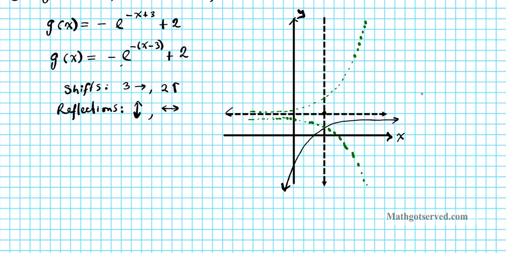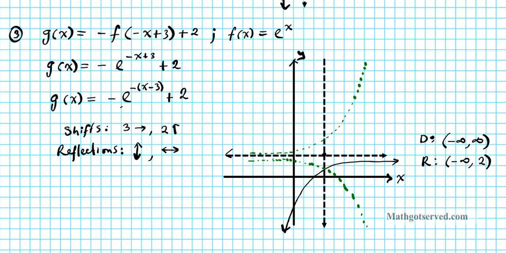Okay, so now we have to state the domain and the range. The domain here for this function is negative infinity to infinity, set of all real numbers. And then the range, how low does the graph go? It goes as low as negative infinity. And how high does it go? It goes as high as this asymptote right here, which is y equals 2, so all the way to 2 and parentheses. Okay, so there goes your domain and your range for the transformed exponential function.